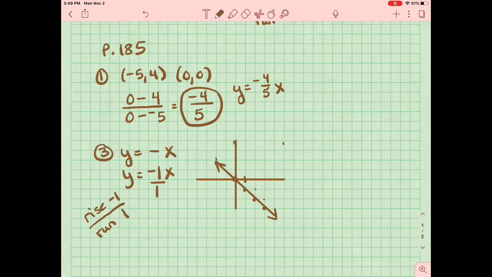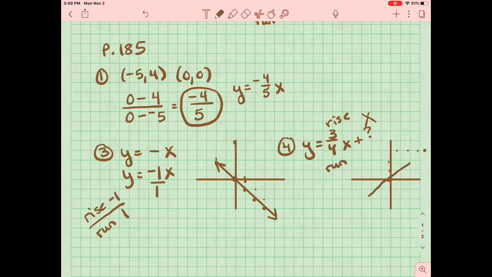A fun one to graph, number 4, y equals 3/4 x. Since this is the rise and this is the run, whenever you have a fraction, it's actually very simple to graph it. So since this is a direct variation, there's no plus anything out here at all. I'm just going to start at the origin and go rise 3, 1, 2, 3, run 4, 1, 2, 3, 4. And I'm going to actually run off of my little graph here, but that's okay. Notice that I have an uphill slope for a positive 3/4.